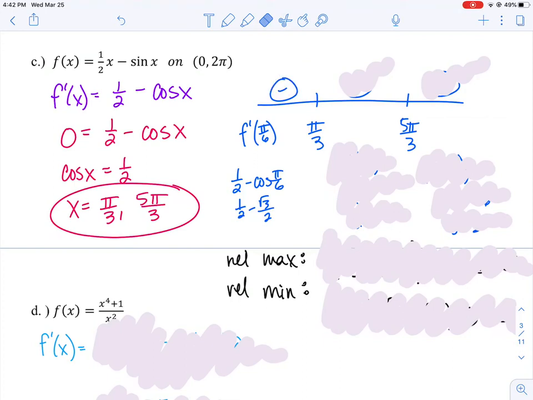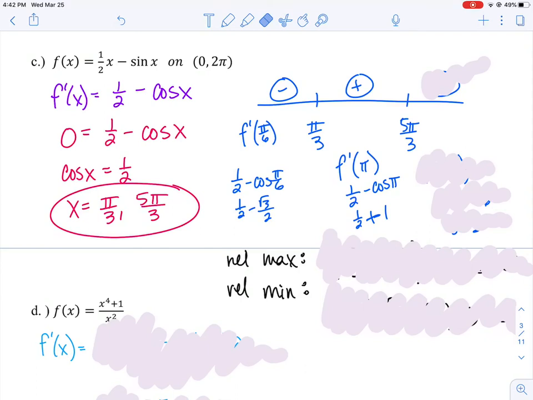So 1 minus something bigger than 1 is going to end up giving me a negative value in my derivative in that interval. I'm going to plug in a number in between pi over 3 and 5 pi over 3. I just picked pi. I'm going to plug that into my derivative. Cosine at pi is -1, and so 1/2 minus a -1, or 1/2 plus 1, ends up giving me a positive value in my derivative in that interval.